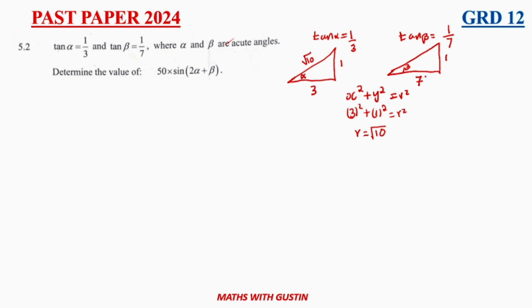Makes sense. Same thing would apply here. 7 squared is equal to 49. For this one, 49 plus 1 is equal to 50. So therefore our r in this case will be square root of 50.